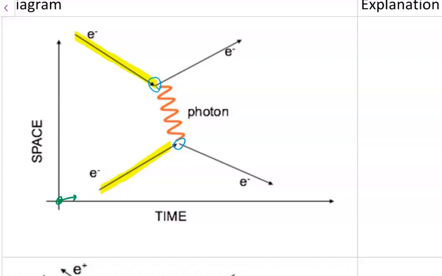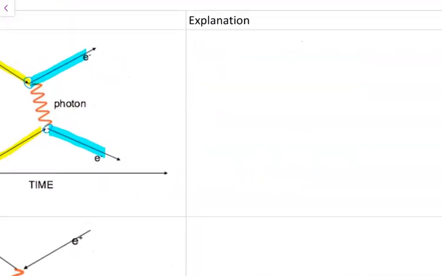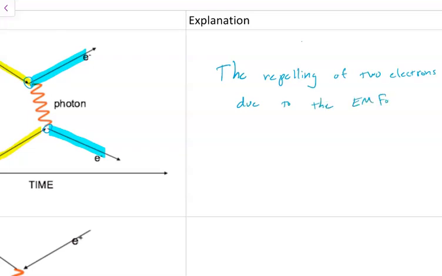So we see a photon being emitted and a photon being absorbed, but really what we also see is this electron being repelled and this electron being repelled. So this is just the repelling of 2 electrons due to the electromagnetic force. And the photon is acting as the virtual exchange particle.